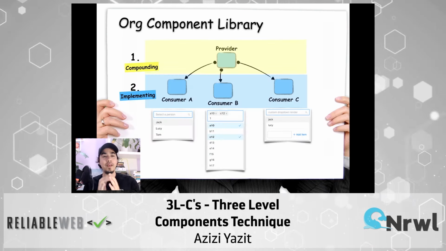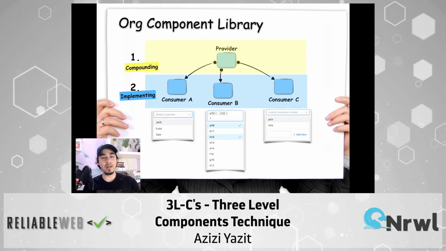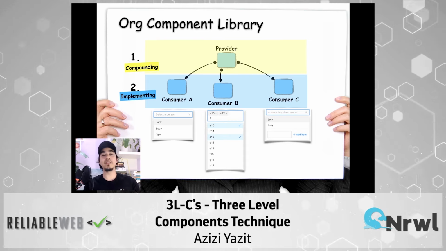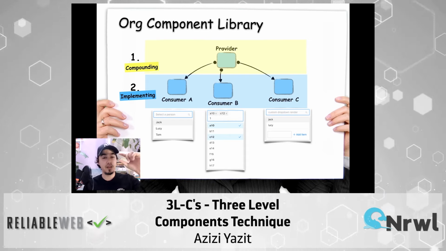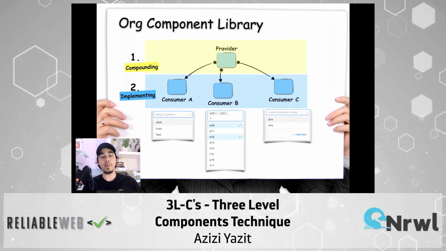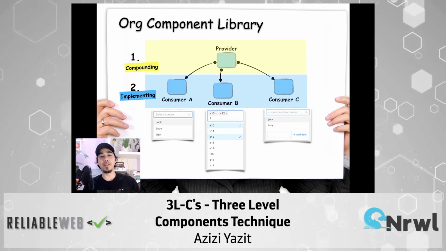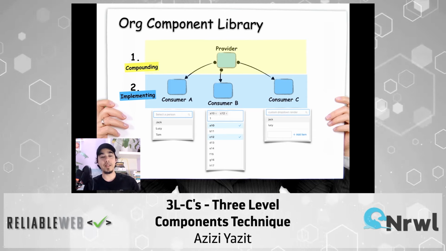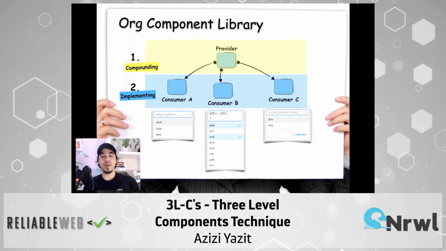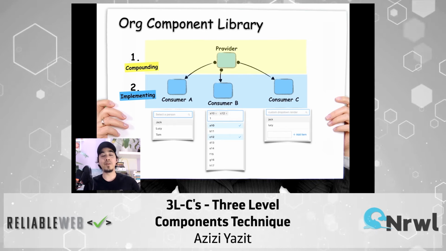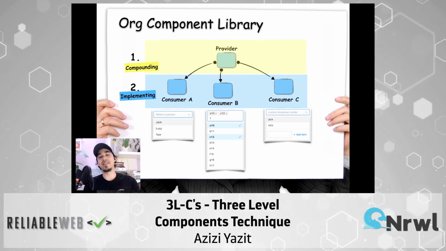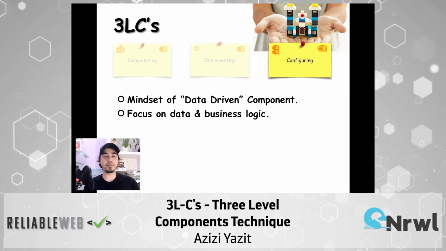So when we are done with the compounding level and also the implementing level, in your component structure you will have the design system on the top that provides the basic components in the compound component format, or by using the compound component pattern. And the second level will implement those things, transform them into the organization components, and pass the pre-built components with styling and design ready to be used and configured by the third level components.